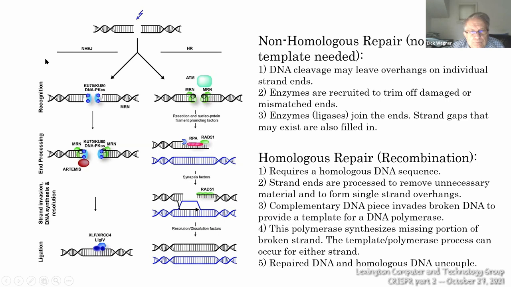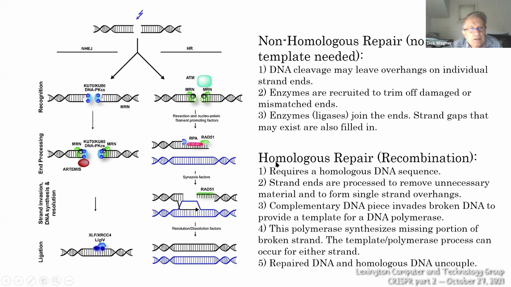There are two basic systems for repairing breaks. Okay, we've got the breaks. You can get the breaks lots of different ways. One is the non-homologous repair, and the second one is homologous repair. Now, this cartoon that I have here isn't perfect, but it's the best one I could find that I could put on the same slide, so I can see both of these and talk about both of these aspects here.